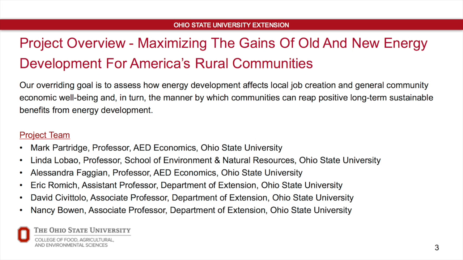The fact sheet series that we're working with is based on work from the project titled Maximizing the Gains of Old and New Energy Development for America's Rural Communities. This was a project supported by funding from the USDA National Institute of Food and Agriculture and Food Research Initiative. The overriding goal of this project is to assess how energy development affects local job creation and general community economic well-being, and, in turn, the manner by which communities can reap positive long-term sustainable benefits from energy development.